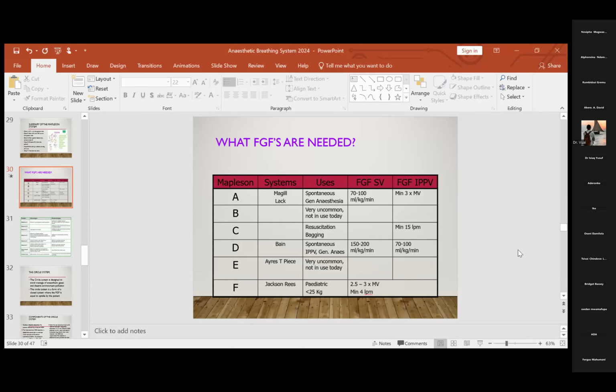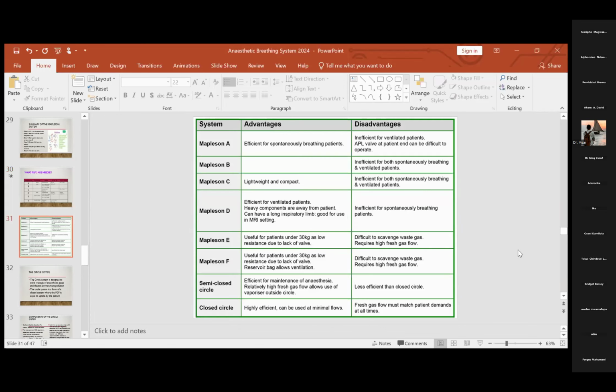All right. And this is why we say that it is more efficient for spontaneous breathing. But for Mapleson D, especially for spontaneous, you require about 150 to 200 ml per kg per minute. So it's not efficient for spontaneous breathing, but for controlled breathing, you require about 70 to 100, which is efficient. For your Jackson Rees modification, your Mapleson F, you require about 2.5 to 3 times the minute volume of the patient. So you just see that, especially comparing Mapleson A and Mapleson D systems.